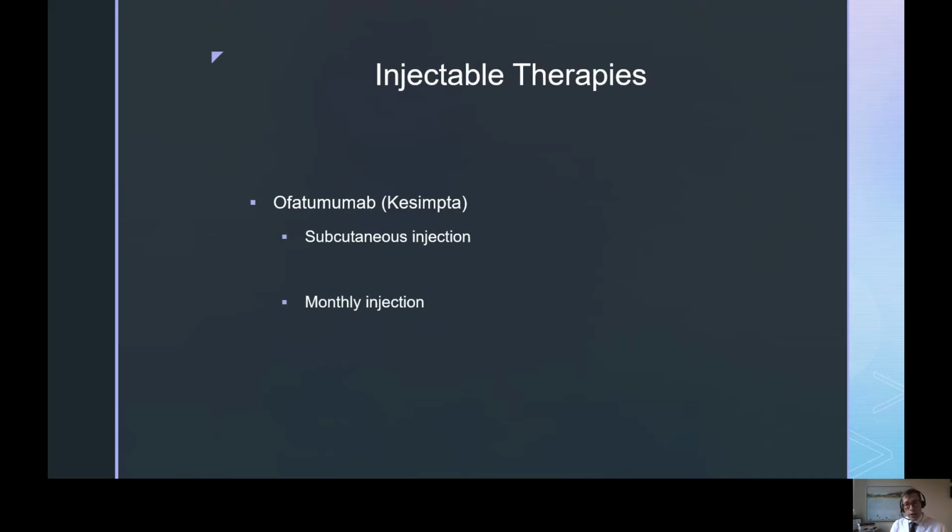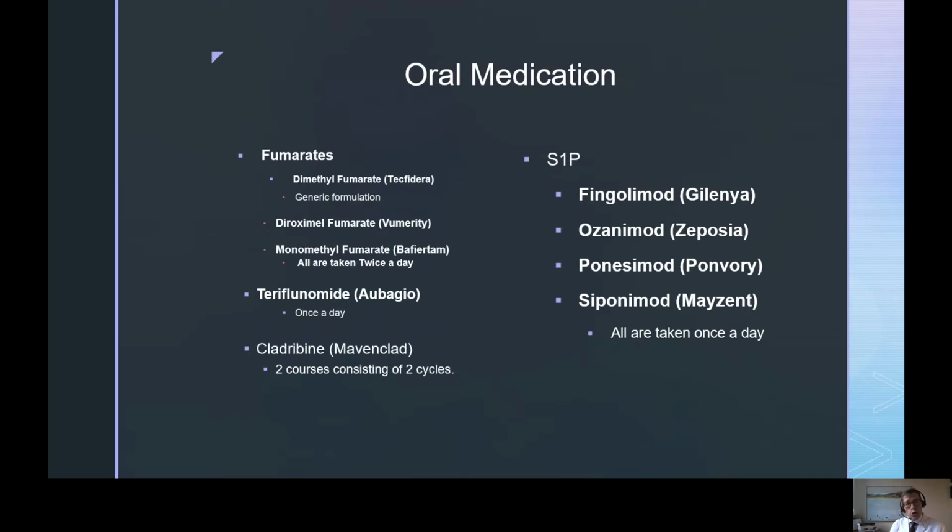Another injectable therapy is called ofatumumab or Kesimpta, and this is also an injection, and it's very similar to Ocrevus and Rituxan. And of course, I'll speak more about all of these in a few minutes. We also have oral medication options.